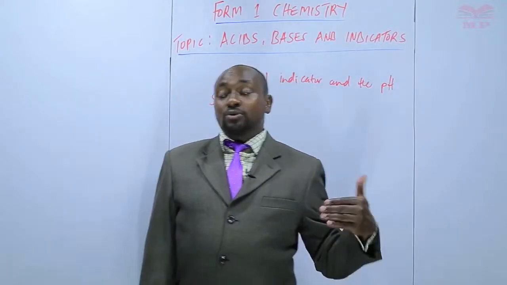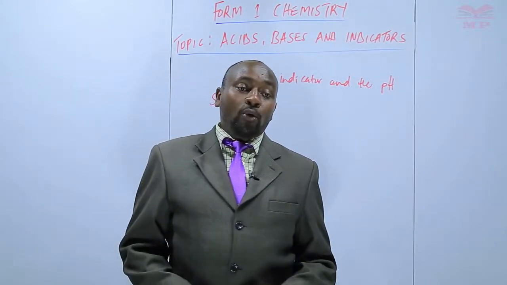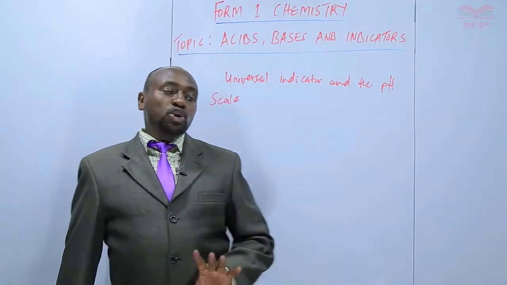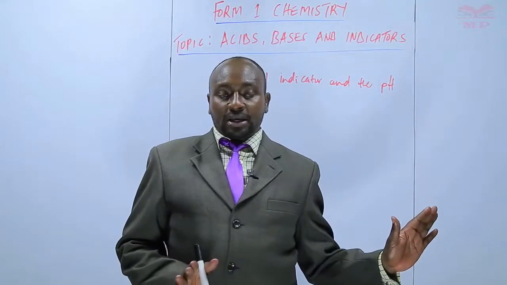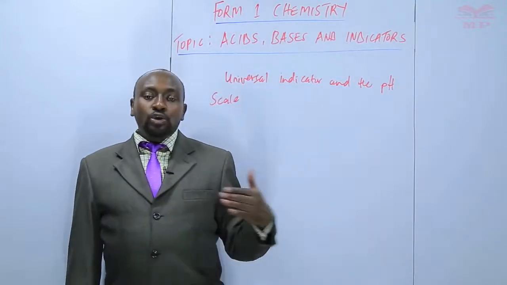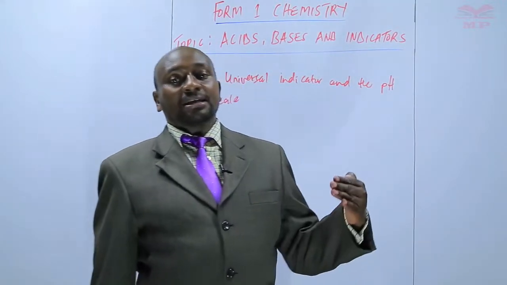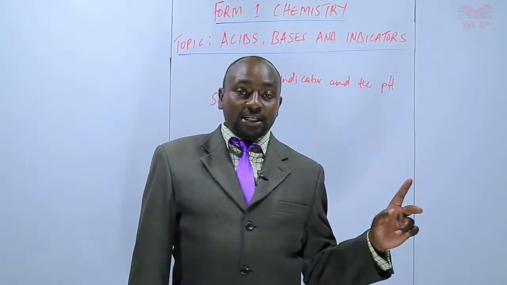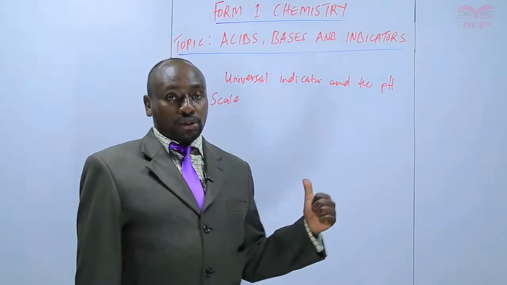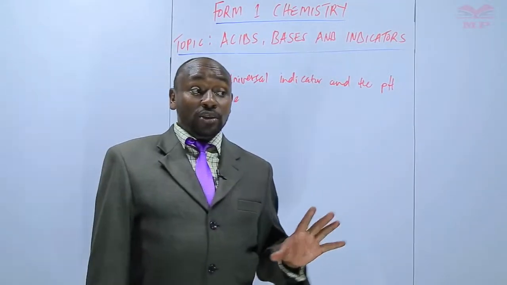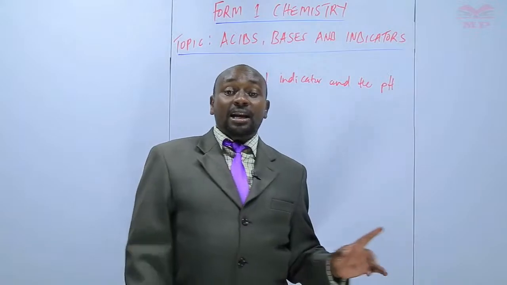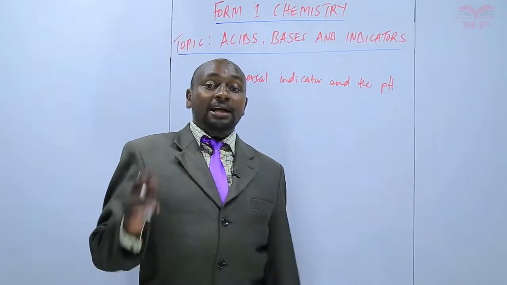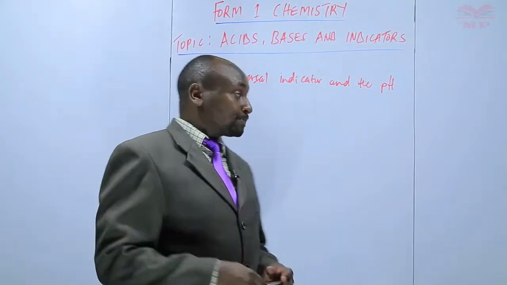All the other indicators that we have learned before were showing whether a solution is acidic, full stop. But they were not going ahead to inform us whether that acid is a strong or a weak acid. But for the universal indicator, this one answers that question. So it gives different colors with strong acids and different colors with weak acids, different colors with strong bases and different colors with weak bases.